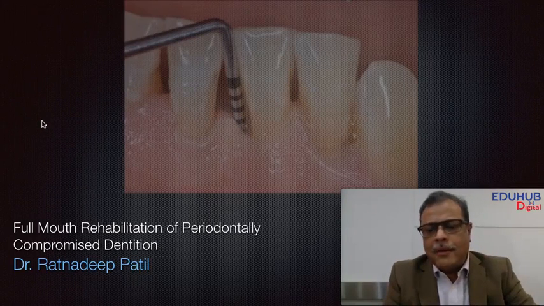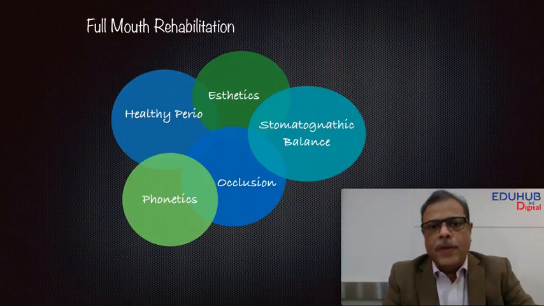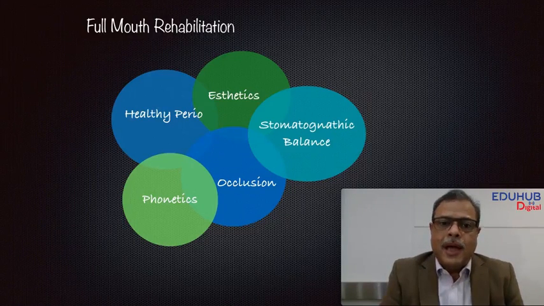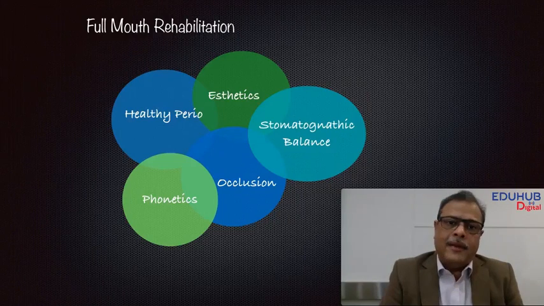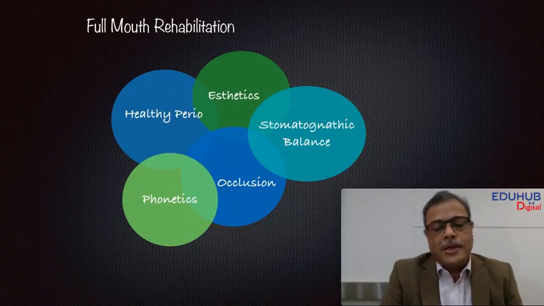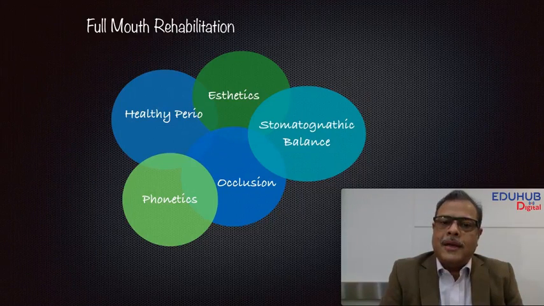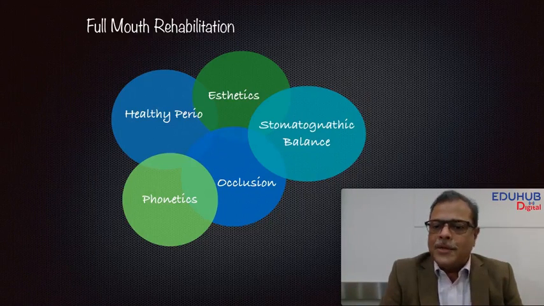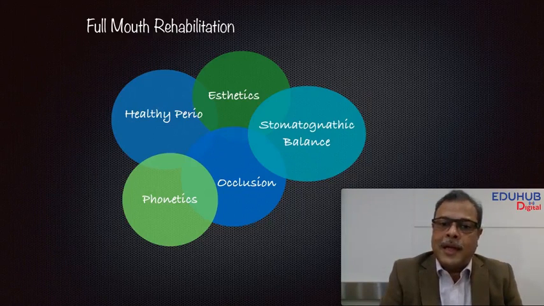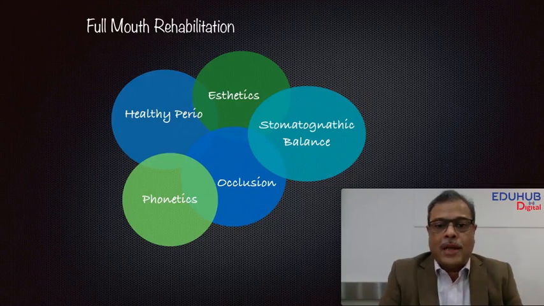In this presentation, we are going to be speaking about how we approach such cases, and we will then discuss one case in detail where we consider all these aspects. Full mouth rehabilitation means we need to have a complete solution for the patient. It should be holistic, it should be aesthetic, it should have favorable occlusion, the patient should be able to speak well, it should have good healthy gums, and there should be balance in the entire neuromuscular and stomatognathic system.